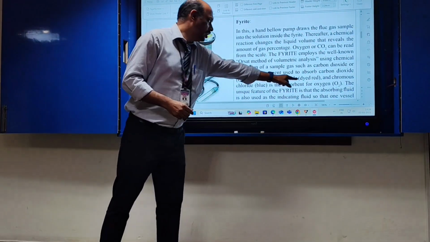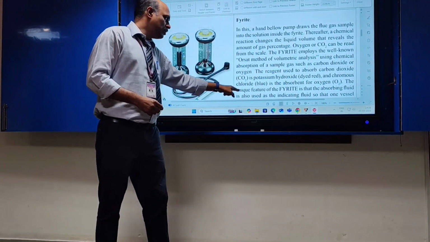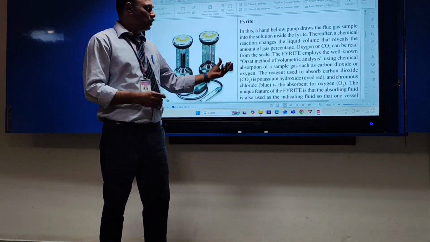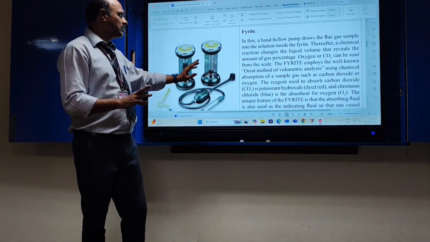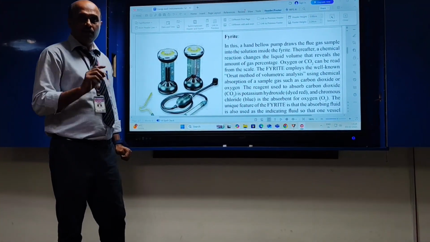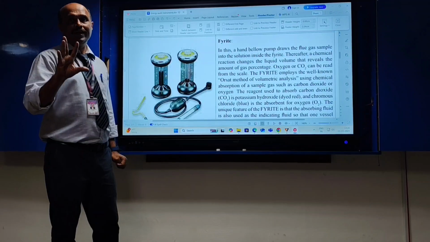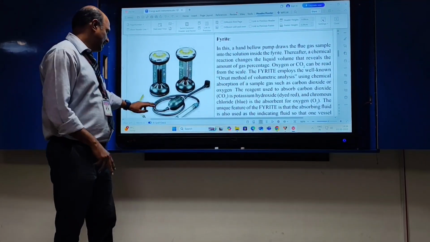Similarly, to find out the oxygen level, chromous chloride is used. So this gives the amount of carbon dioxide or oxygen in the flue gases. This is the application of the Orsat apparatus to find out the flue gas oxygen and carbon dioxide content.